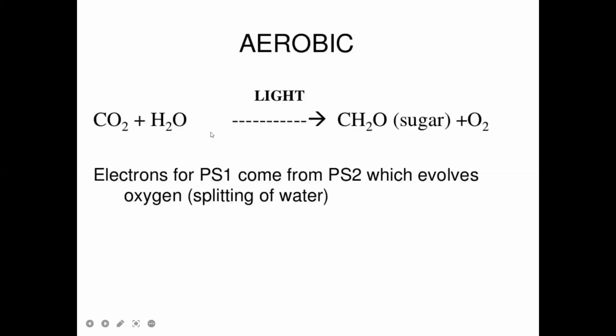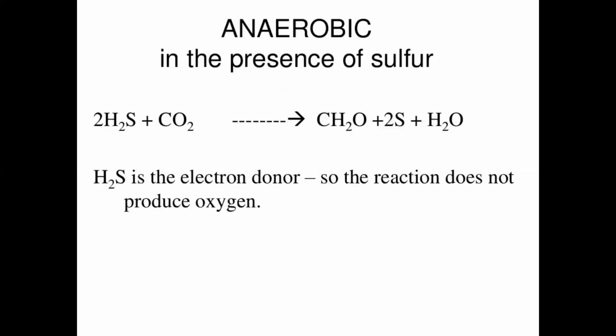Here, under aerobic conditions, this is the general reaction for photosynthesis, where carbon dioxide and water react, and carbon dioxide is fixed into carbohydrates. Oxygen is evolved in photosynthesis. Electrons for photosystem 1 come from photosystem 2, which evolves oxygen. When you study photosynthesis, you will study these two, photosystem 1 and photosystem 2, how the electron carriers work, and how they help in oxygen evolution at the end of the process.